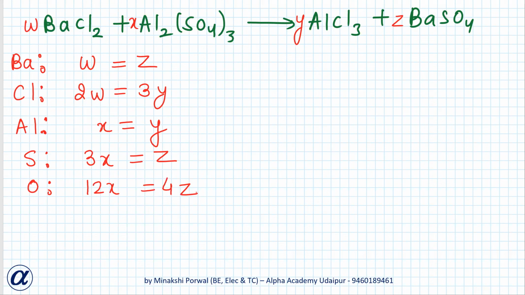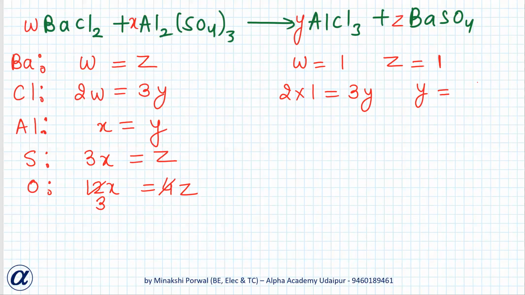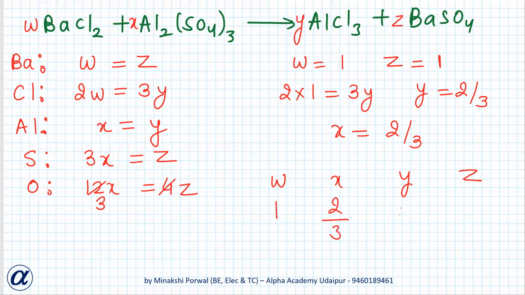So this way we got this. Here actually we can cancel this also. We can write it as 3X equals Z. Let W equal 1. If W is 1, X is also 1. If W is 1, Y equals 2 by 3. Y is 2 by 3, X is also 2 by 3. We got all the values. So W is 1, X is 2 by 3, Y is also 2 by 3, Z is 1. So multiplying by 3 in the entire equation.